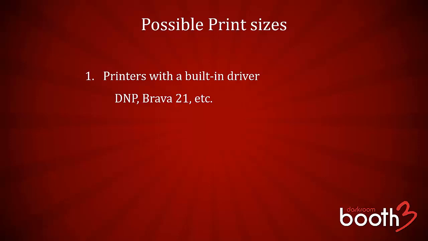Another example would be like you could do 2 4x6s on 6x8 or a single 6x8. You could also do a 14x6 with the DNP 620, because that printer can do panoramic sizes with 6x8 media. So there's a lot of different options you can do depending on the capabilities of your printer.